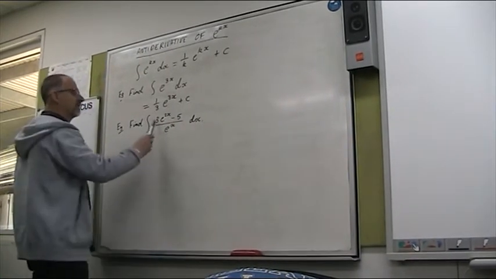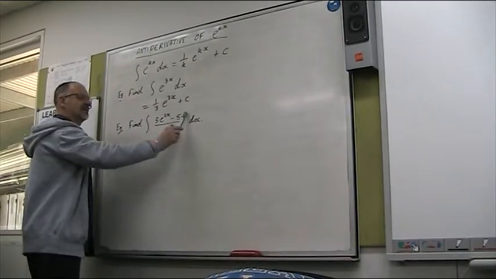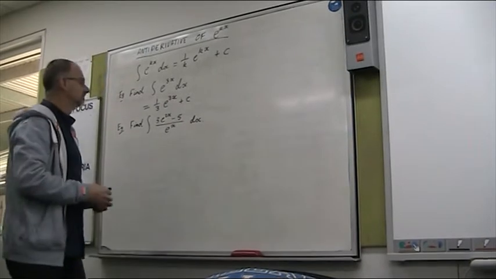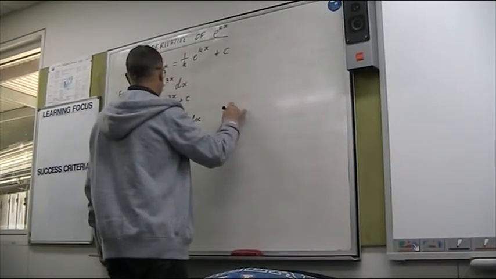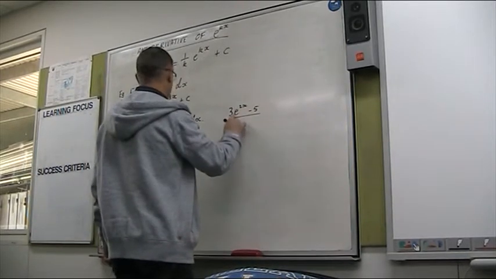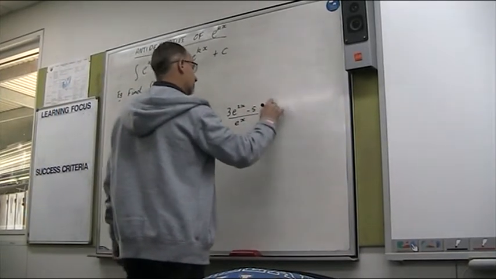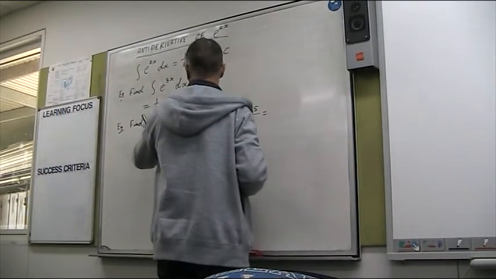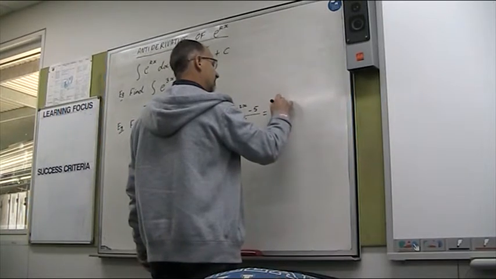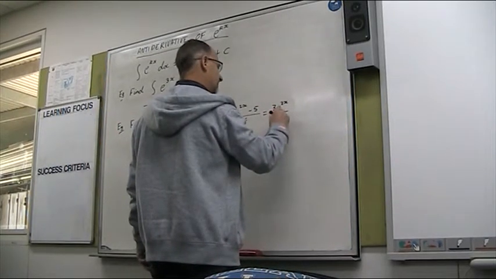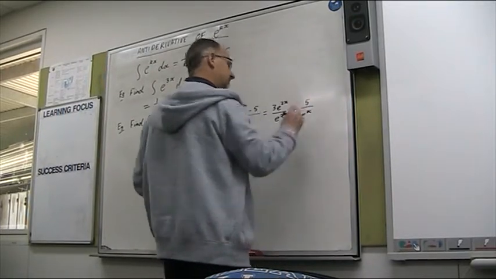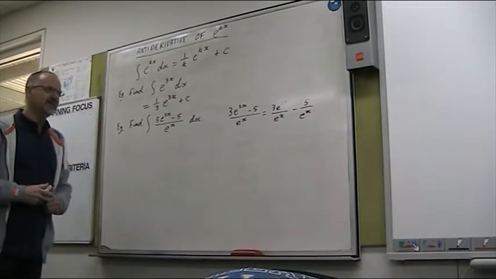So what we want to try and do is somehow get this simpler. So how can we get that simpler? Take something out. Well, I'm going to suggest this. How about we split it up into 2 terms? So 3e to the 2x over e to the x, minus 5 over e to the x. Doesn't make it any simpler, is my question.